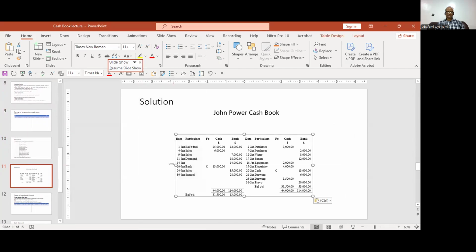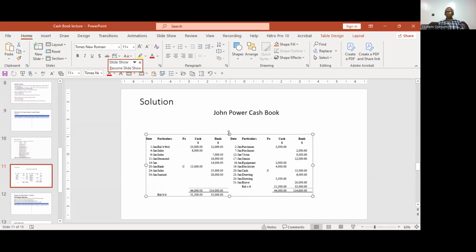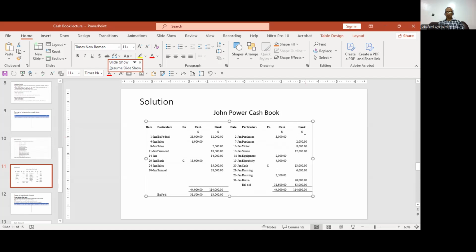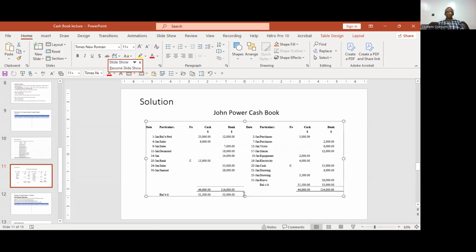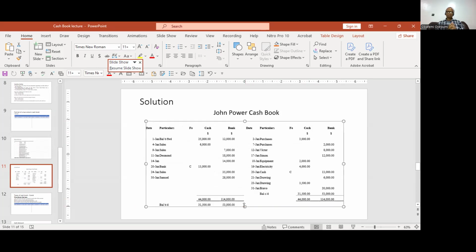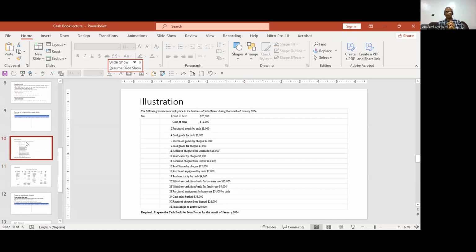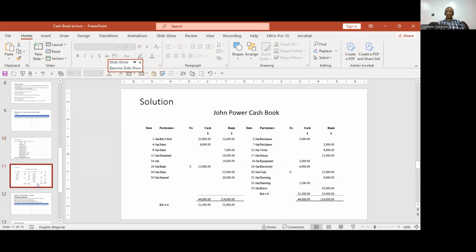So from the cash book, we've been able to see the solution here. All right, so that's the solution in PowerPoint. Coming back from where we did all the different calculations, this is what we have as the solution to this particular illustration. I believe we'll be able to get a good understanding. So let's go to the next slide.